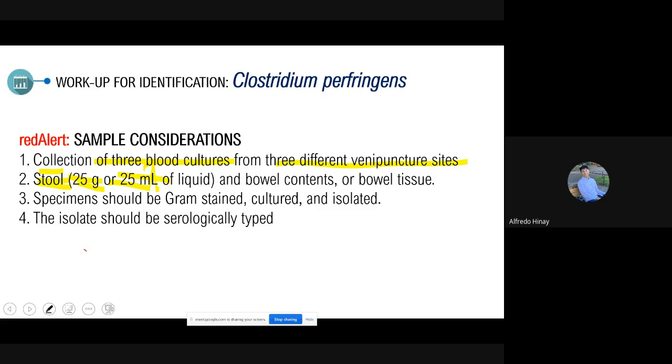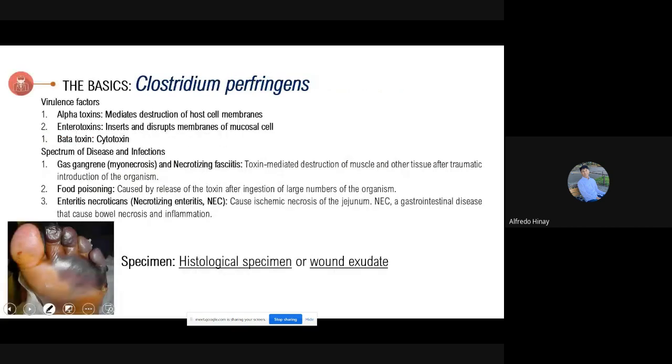Yun yung mga sample consideration natin with your Clostridium perfringens. For the virulence factor, you have your alpha toxin, enterotoxin, at saka beta toxin. Sorry class, that's beta toxin. For the alpha toxin naman class, mediates the disruption of your host cell membrane, causing a necrosis. You have your enterotoxin, of course, this will disrupt your mucosal cell. And then your beta toxin naman class is cytotoxic.